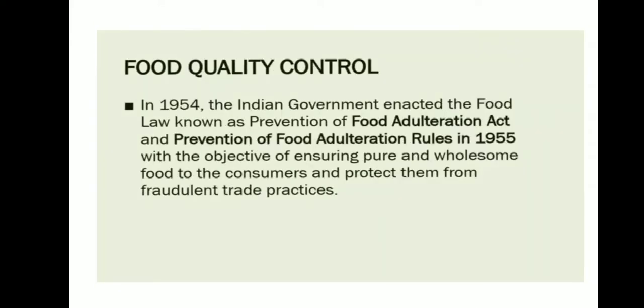Then food quality control. In 1954, the Indian government enacted the food law known as the Prevention of Food Adulteration Act and the Prevention of Food Adulteration Rules in 1955, with the objective of ensuring pure and wholesome food to the consumers and protecting them from fraudulent trade practices. So our government is taking necessary steps to check the food quality.